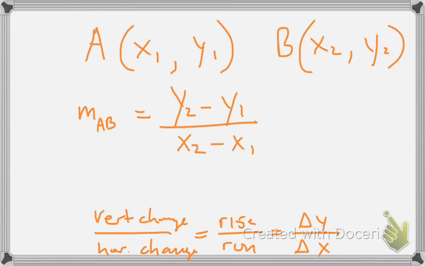What? Yes. All right. So x1, y1. That's just the coordinates of that first point. And B, x2, y2, that's the coordinates of a second point. Now, does the order of the points matter?